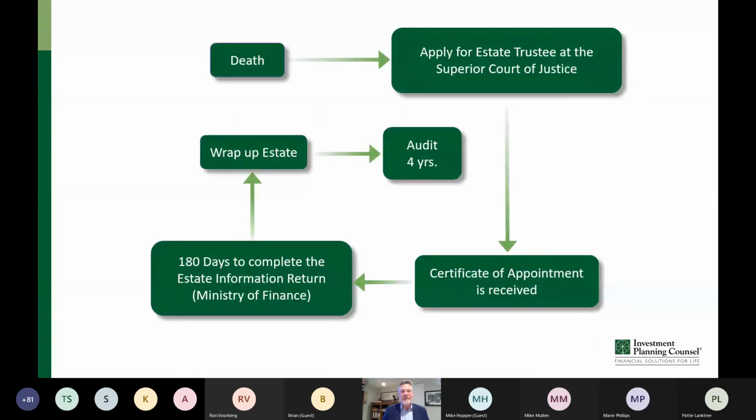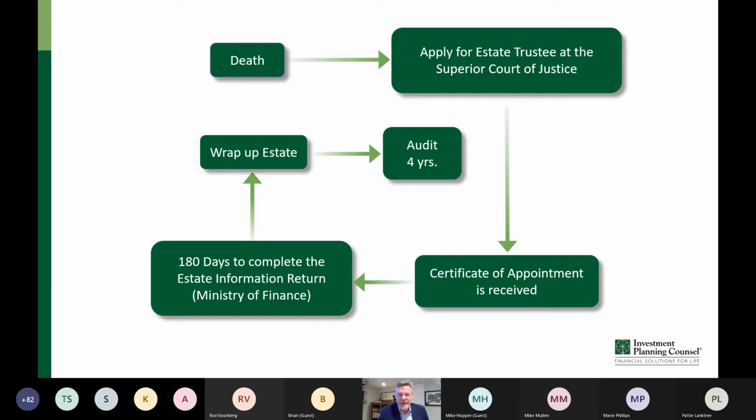Let's talk about the process of what you would do. Upon death, you would apply for an estate trustee at the Superior Court of Justice. Once you've applied, there's a turnaround time, and each community is different as far as those timings are. But eventually you'll get what we just talked about, which is the certificate of appointment. Once you receive that, you have 180 days to complete the estate information return. I'll go into detail on what that is, but it's a new form that needs to be filled out, and you have 180 days to complete it.